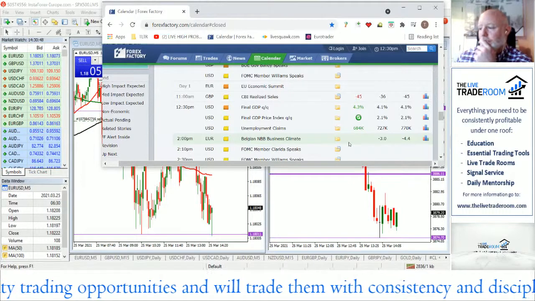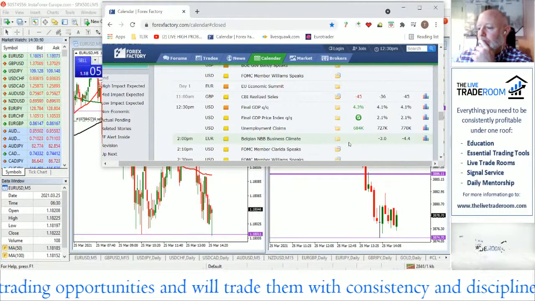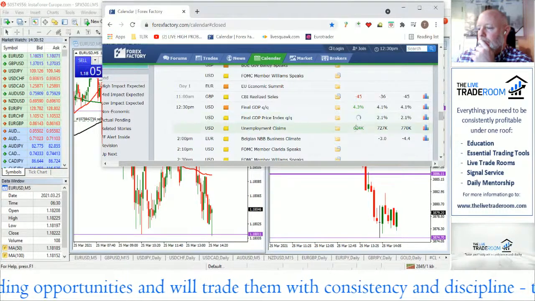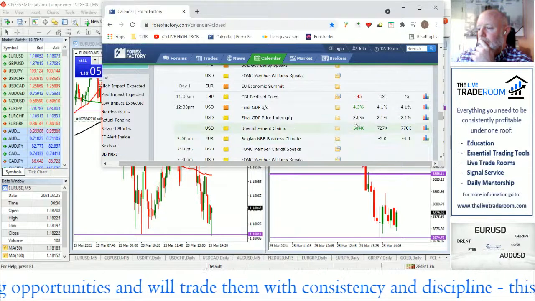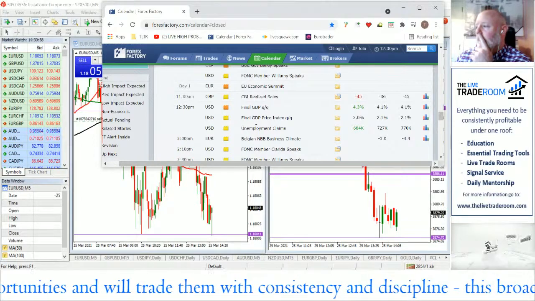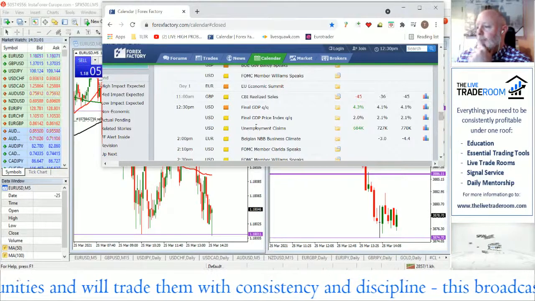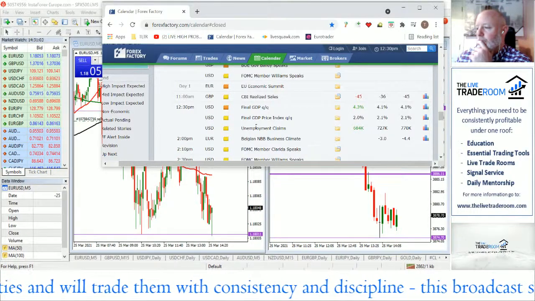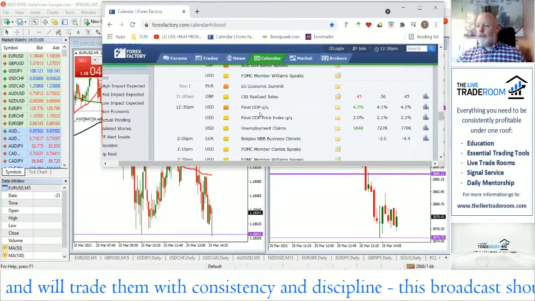Moving to GDP, final read Q4 coming in stronger than the prelim, 4.3% with a deflator final at 1.9%. Core PCE prices final at 1.3%. PCE prices final at 1.5%. Okay, so that's quite good for the US economy.